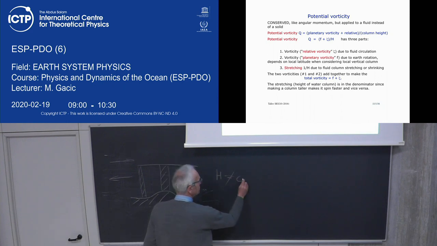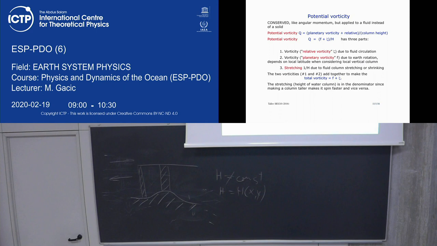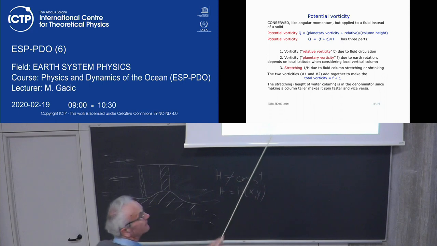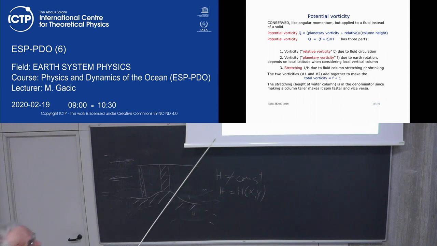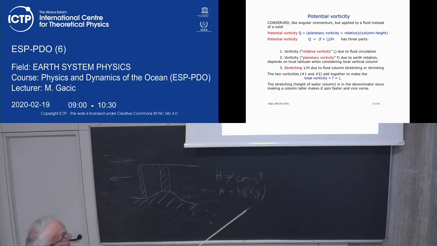If H is not constant, but is a function of X and Y, then the relative vorticity changes as a function of H. Therefore, the potential vorticity, this term here, has in fact three components. One is planetary vorticity, then relative vorticity, and then the column stretching or squeezing due to the depth changes. The two vorticities make a total vorticity. And the height of the water column is in the denominator, since making a column taller makes it spin faster and vice versa.